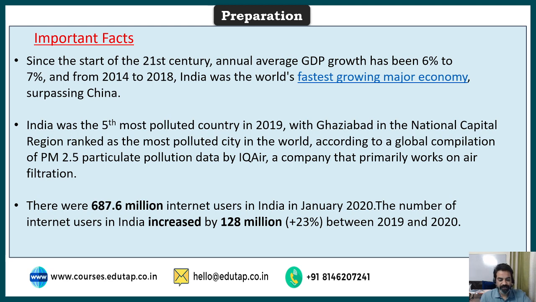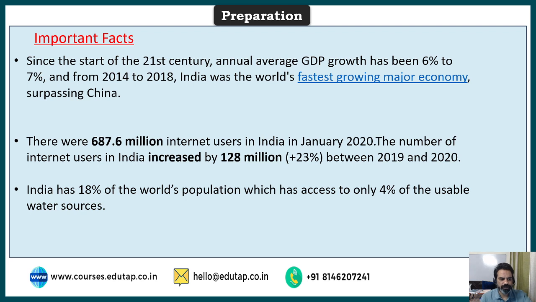Then 687.6 million internet users were there in 2020. The number of internet users in India increased to 128 million. That is 23% rise between 2019 and 20. So India is increasingly adopting online or internet as a commodity, right? So this can be mentioned if you're talking about e-apps or e-learning or online platforms, anything that you can relate to online or internet, right? So these facts come very handy in your essays, guys. Let's look at a few more.